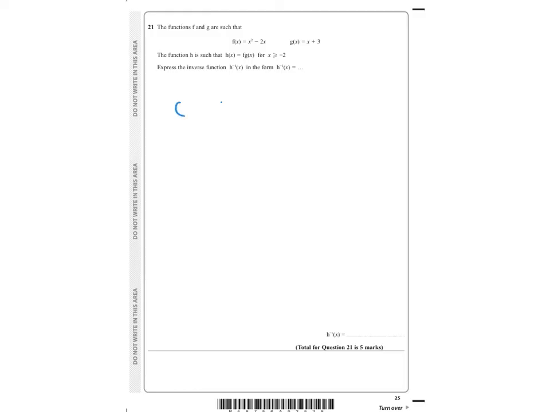So remember, f is x squared minus 2x, and what we're going to put in is g of x. So we're going to get x plus 3 squared minus 2 times x plus 3. So x plus 3 squared is x squared plus 6x plus 9, minus 2x minus 6. So you're going to get x squared plus 4x plus 3. Okay, and this is f of g of x, which we know is now h of x.